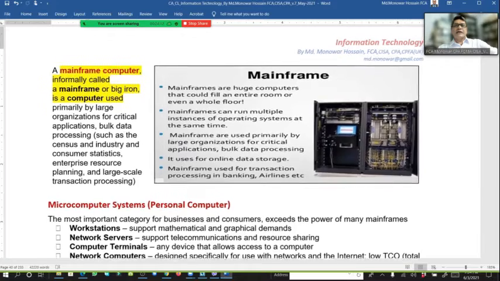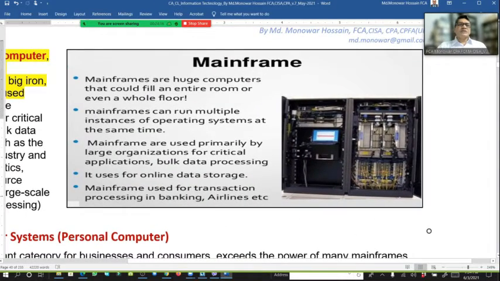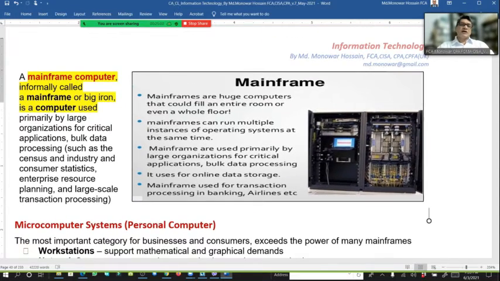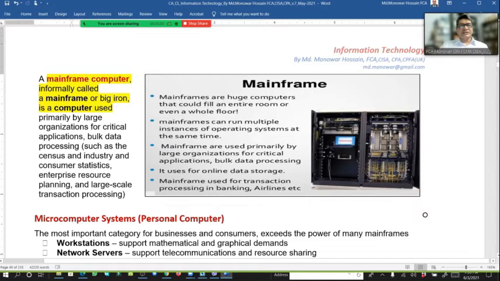So the mainframe computer is a huge computer, that means it could fill an entire room, even a whole floor. A mainframe computer can run multiple instances of an operating system at the same time, and mainframes are used primarily by large organizations for critical applications where huge data, big data is used, and for online data storage. Mainframes are used for transaction processing, also banking, airlines, etc. Also our national ID server, that means our election commission server, there must be a mainframe computer used for proper utilization of big data and proper service of the data.